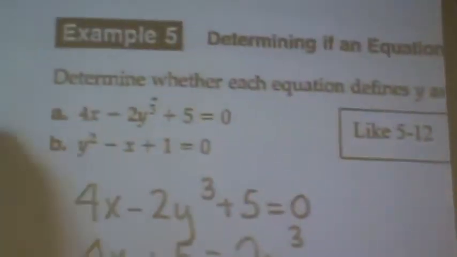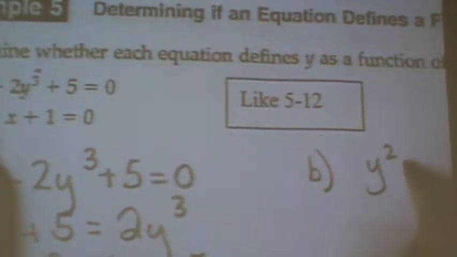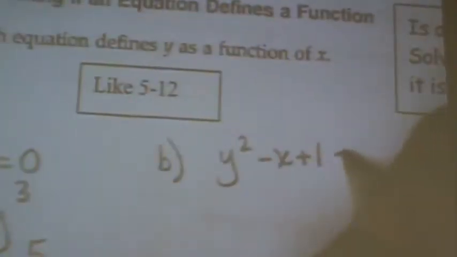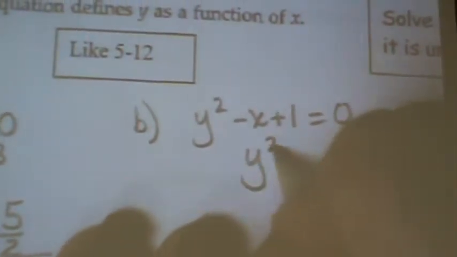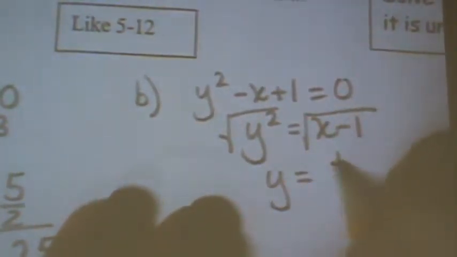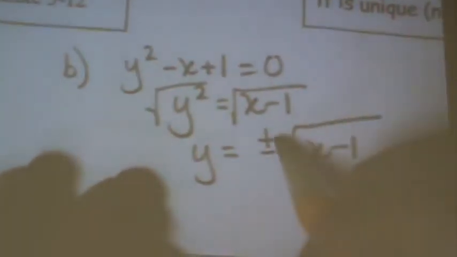But look at this one right here, B. You've got y squared minus x plus 1. If you swing x and 1 over, you end up with y squared equals x minus 1. Now you're going to take the square root of both sides, and what do you get? Plus or minus the square root of x minus 1. So there's two values here. This is not unique. So this one is not a function. Anything that has a plus or minus is not a function.